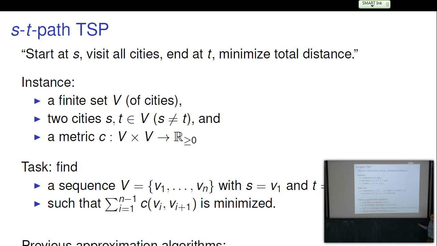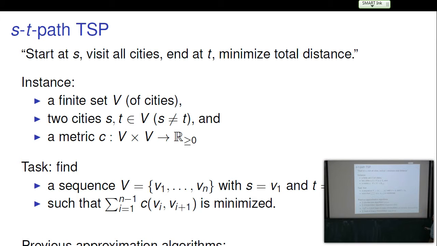We have a finite set of cities, S and T, origin and destination, and a metric on these cities. So we're looking for an ordering of the cities. S must come first, T comes last, and we minimize simply the total distance, right? So it's a very simple problem. If S is equal to T, that's the standard TSP.